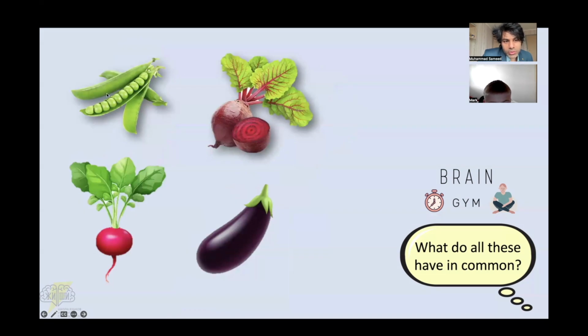What is this? The green one, what is that? I don't know. Peas. Peas, okay. Like this. Peas. Okay. What is this?